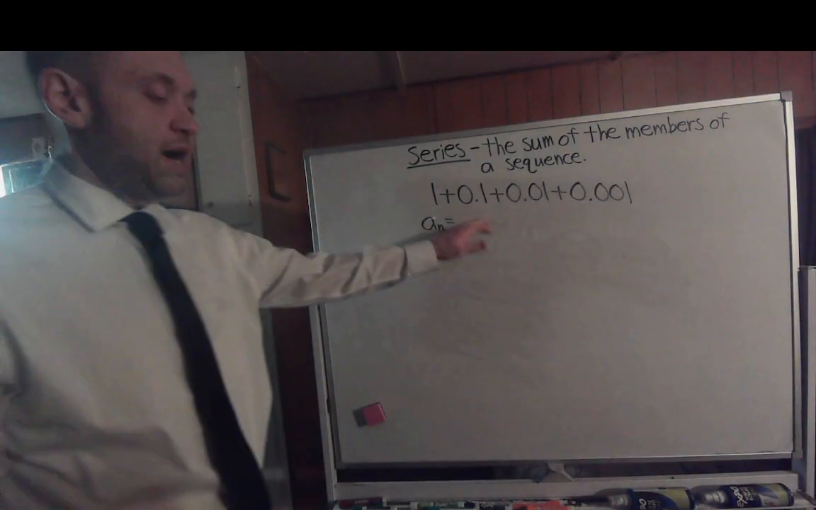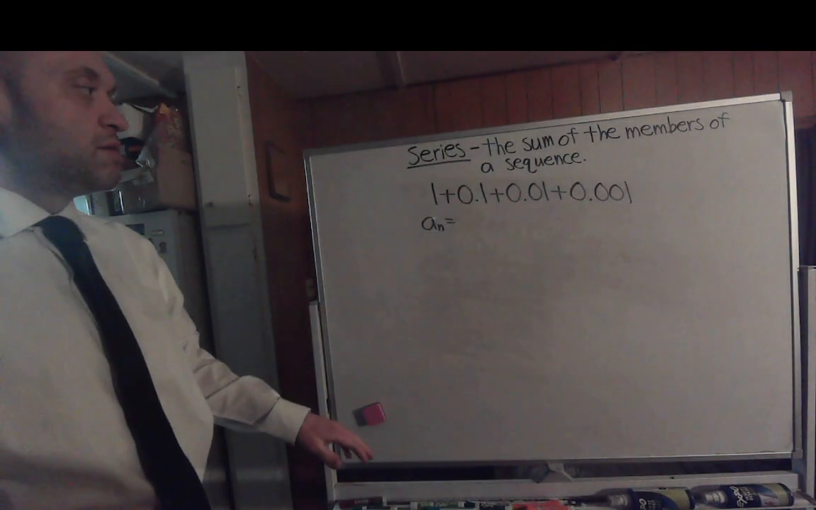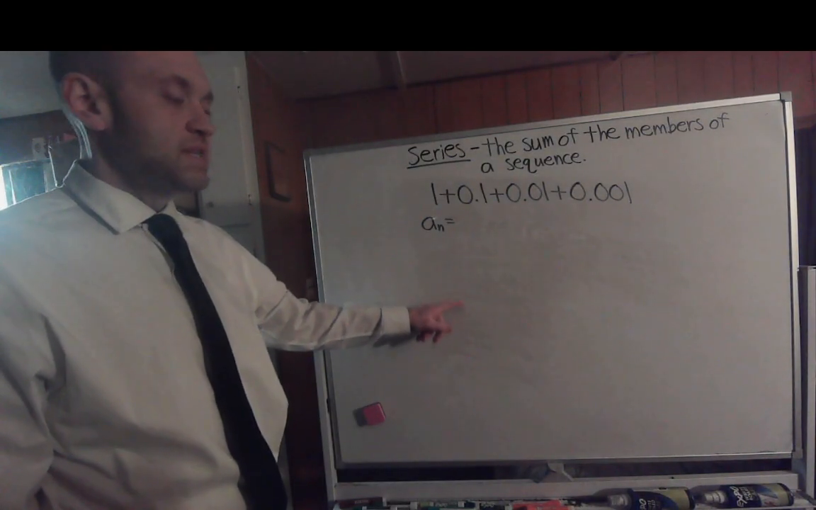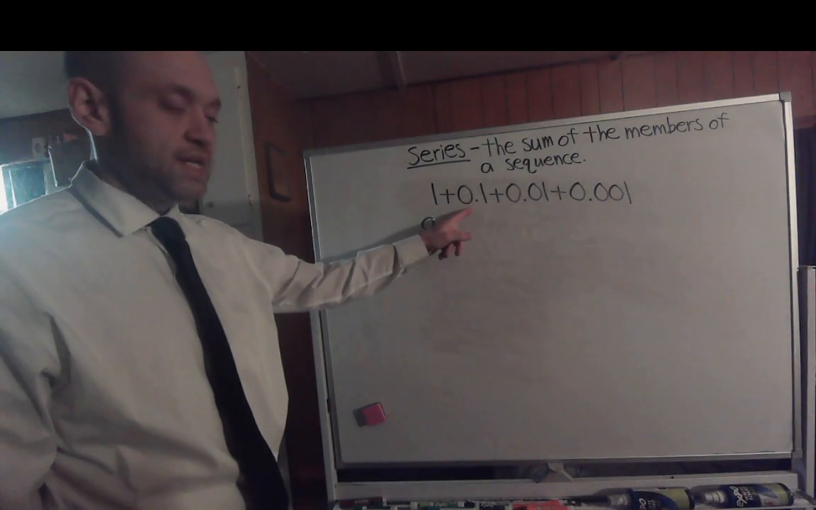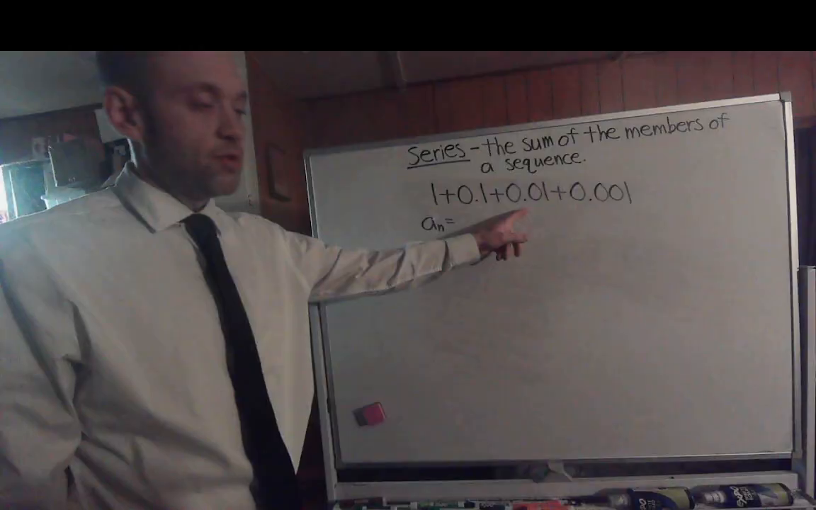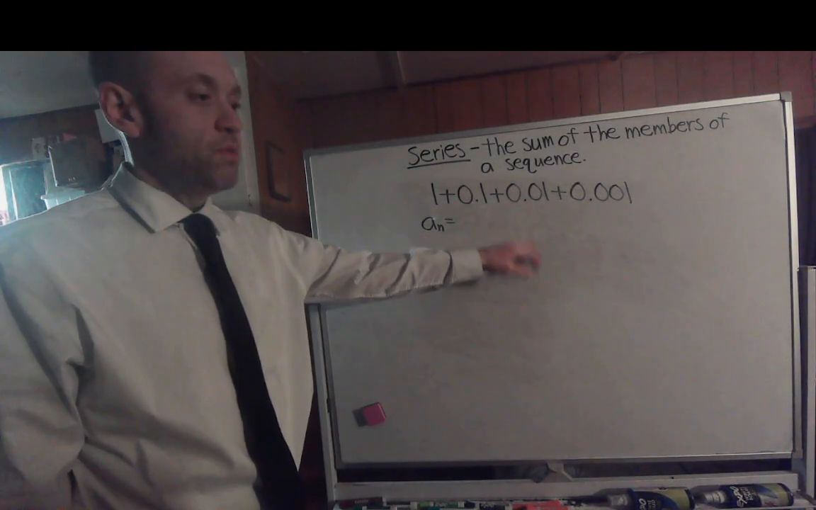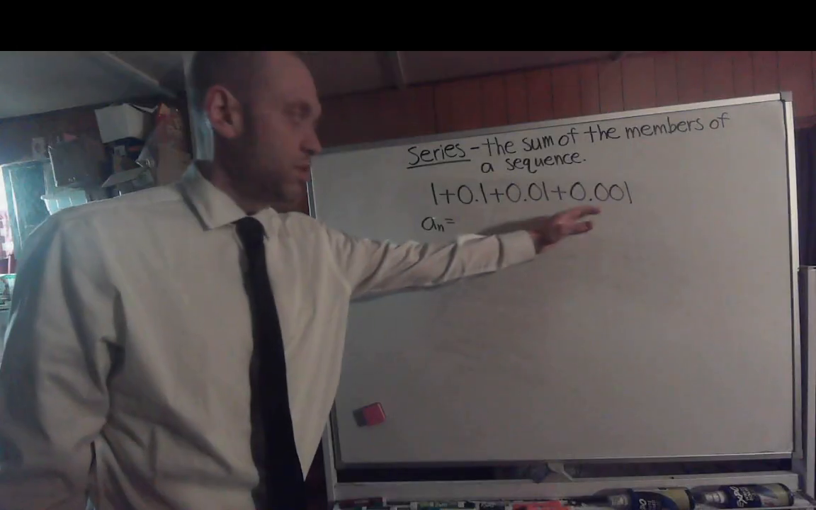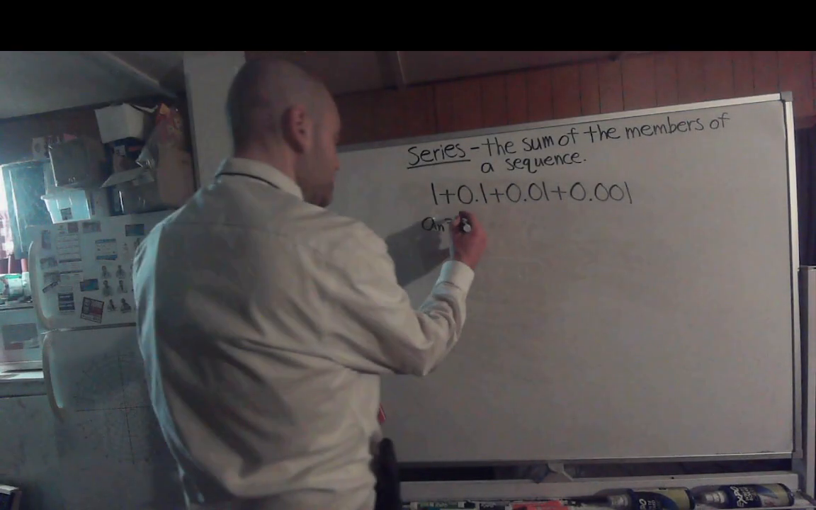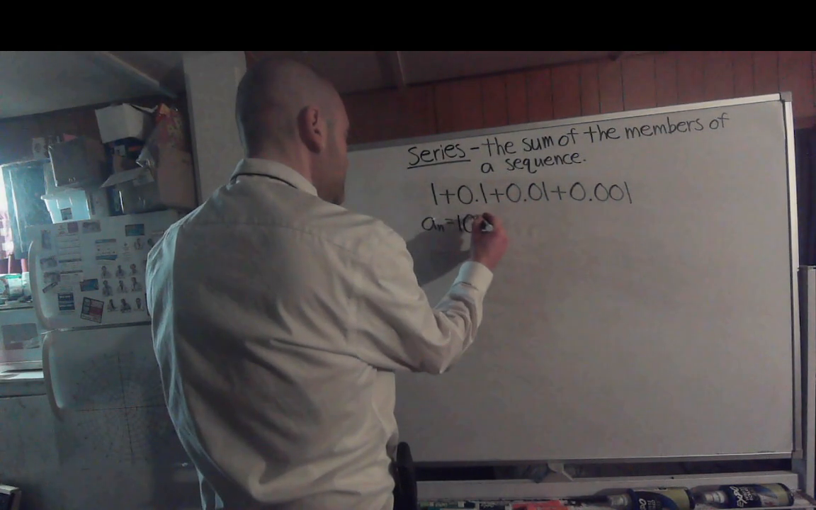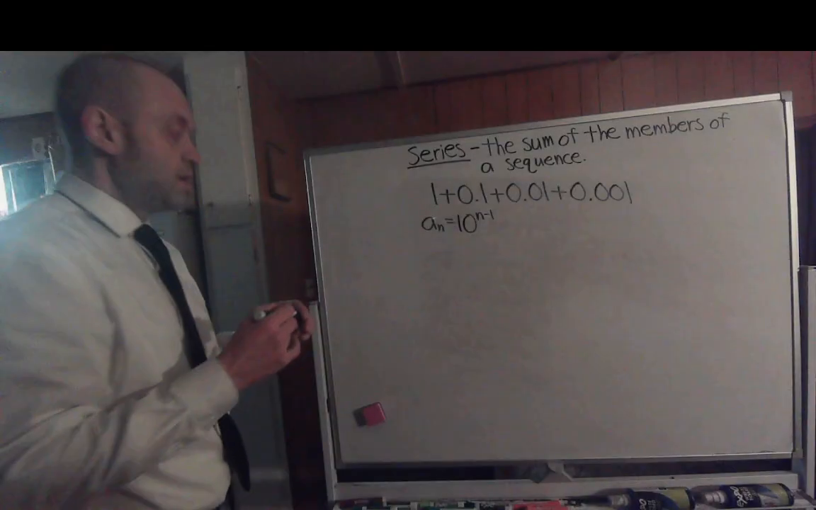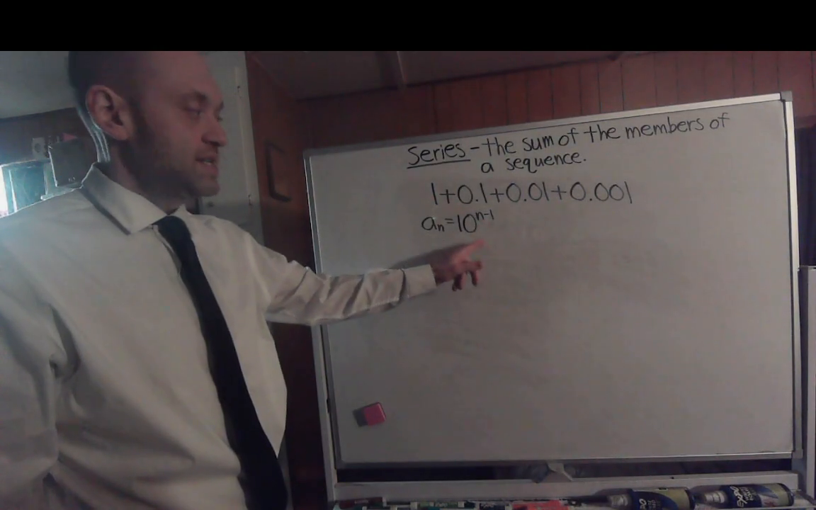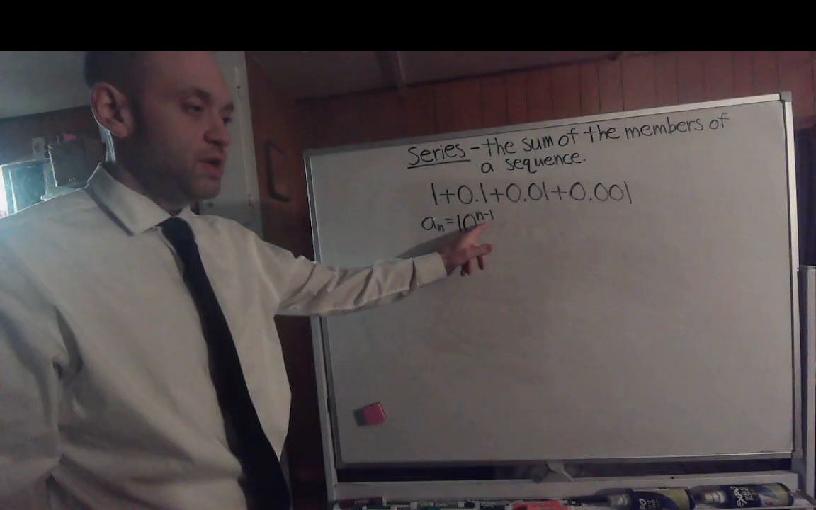So notice these are powers of 10, right? Because the first one you could say is 10 to the 0 power. Second one is 10 to the negative first power, that would be 1/10. The third number is going to be 10 to the negative second power, which would end up being 1/100th. And then you have 1/1000th. Well, it just so happens you're going to have 10 to the n minus 1 power. Because if I put in 1 for n, I'll get 10 to the 0, which is 1.